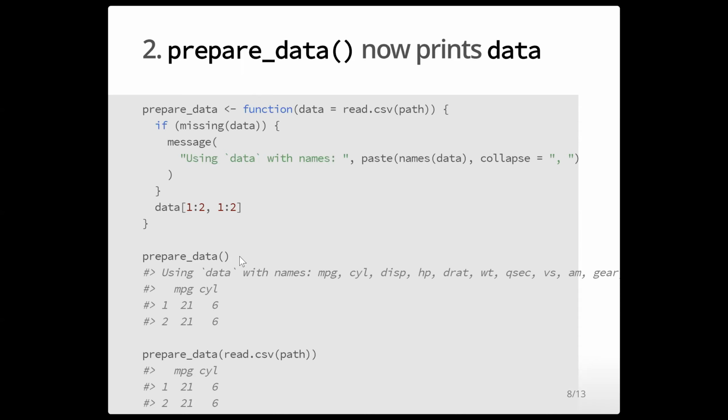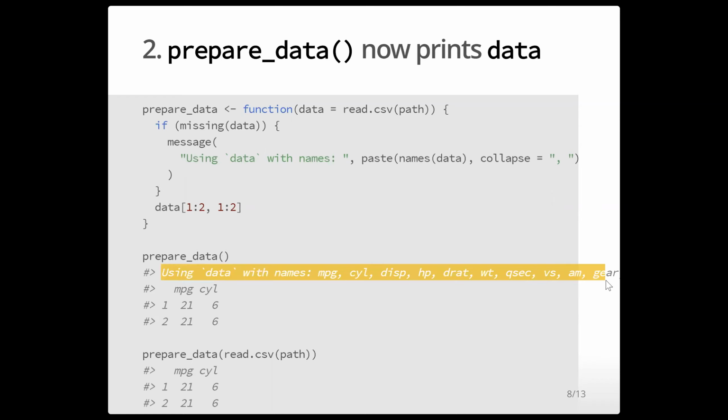So what it could look like is something like this. If the user calls the function with no argument, then they will see this message, using data with names, and in this case, it's the names of the mtcars dataset. So it's a little bit more informative. Even if the user doesn't have to intentionally pass what data needs to be prepared, they still get some information about, okay, it makes sense, these columns are the ones I was expecting, for example.